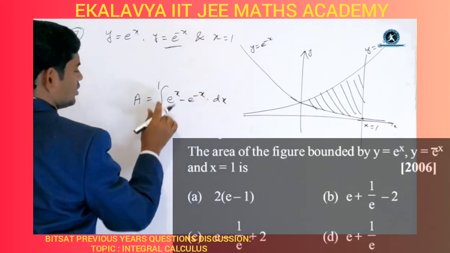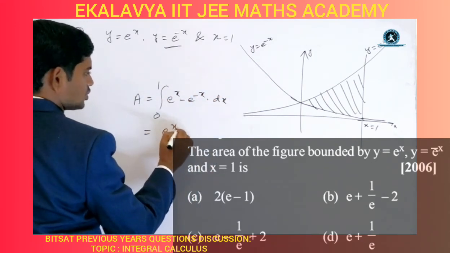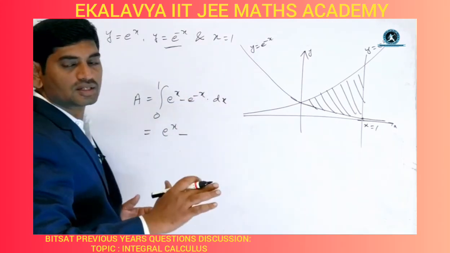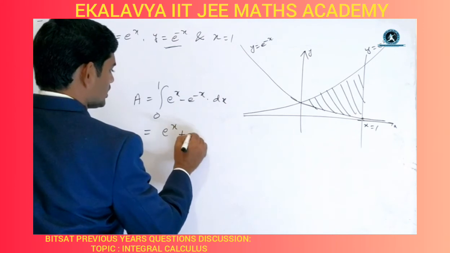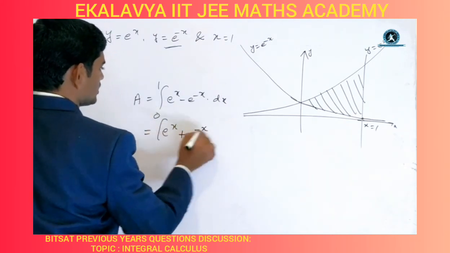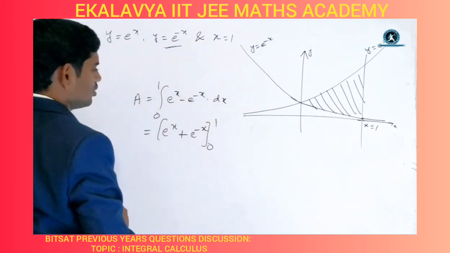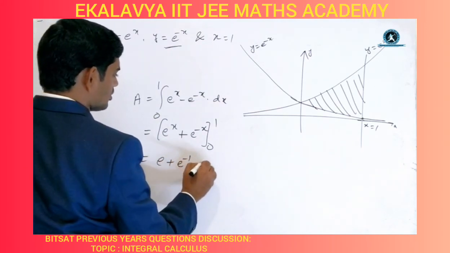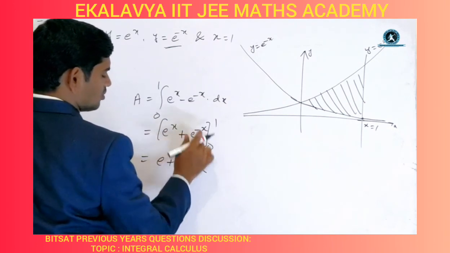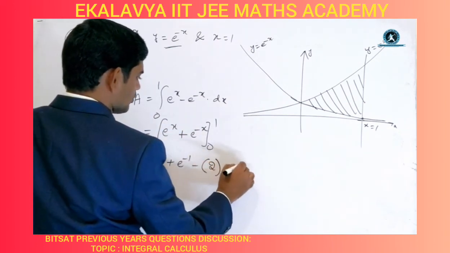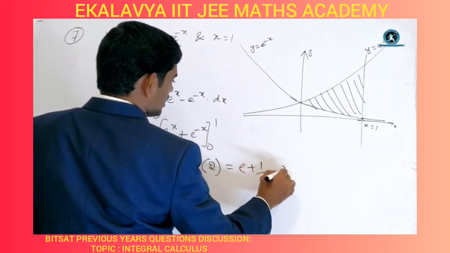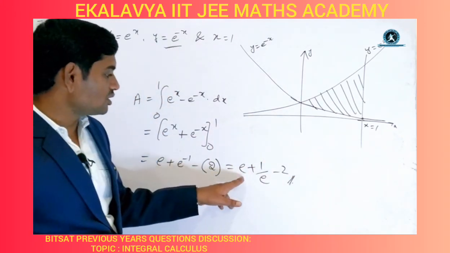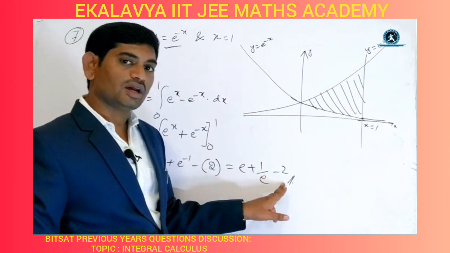dx. Now integration of e power x is e power x only, minus of integration of e power minus x, which is e power minus x by minus 1. Just minus into minus is plus, then we get e power minus x with the limits 0 to 1. Now which is equal to, what we get, e plus e power minus 1 minus of (e power 0 plus e power minus 0), which is 2. So finally we get e plus 1 by e minus 2 is the correct answer. The correct answer is e plus 1 by e minus 2.